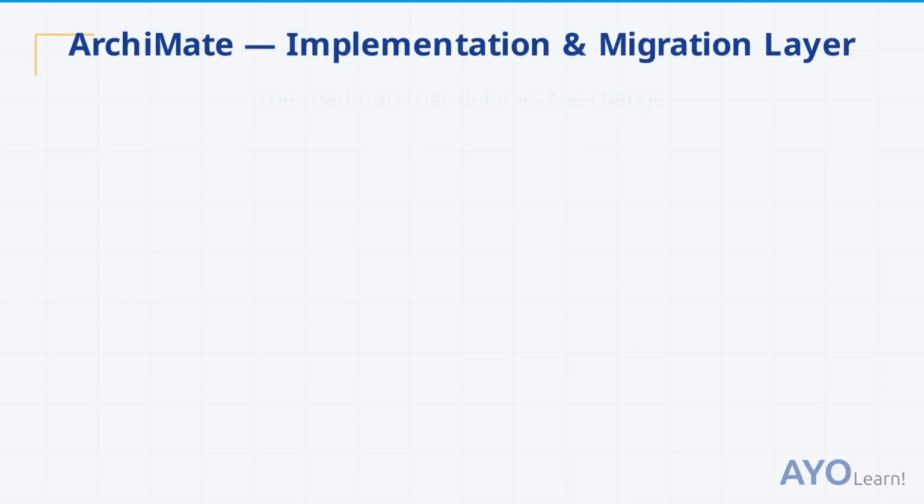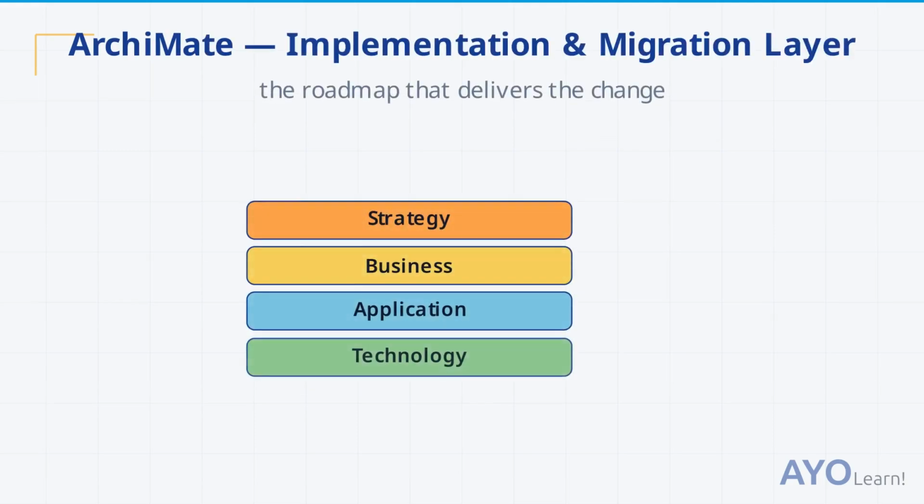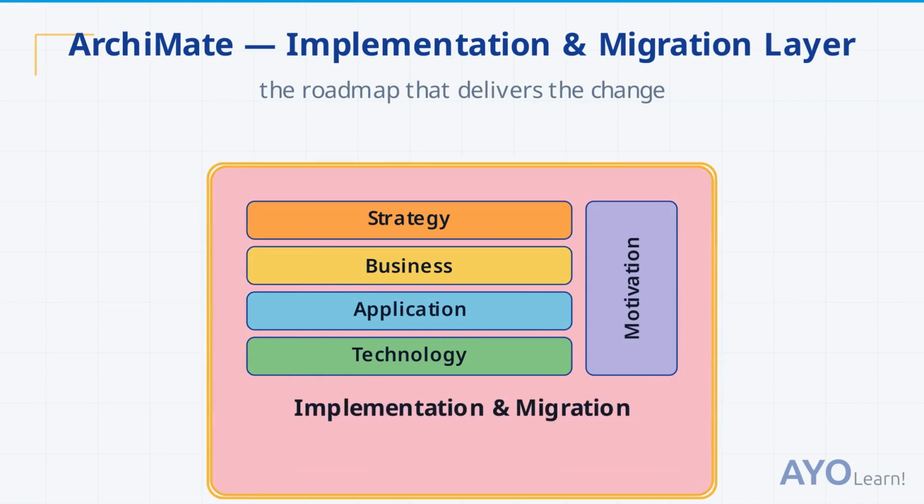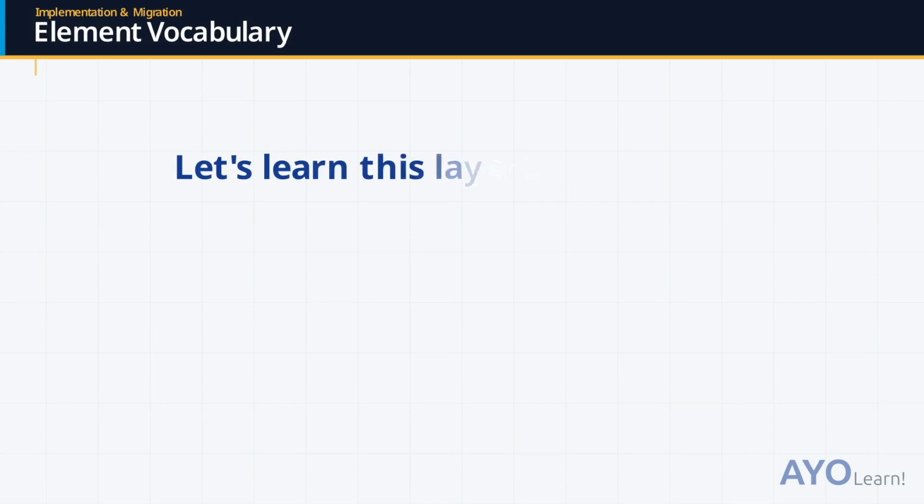Welcome to the ArchiMate implementation and migration layer, the roadmap that delivers change. This pink band wraps every other layer, answering when and in what steps your transformation actually happens. Let's learn this layer's vocabulary.